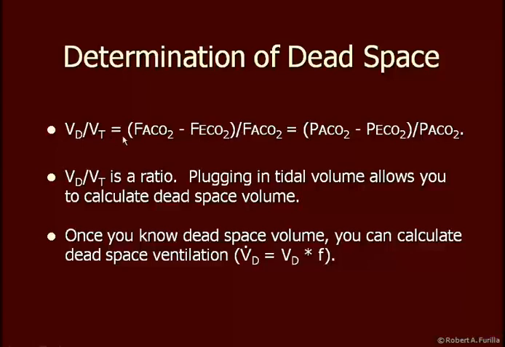We can also exchange fractional concentration for pressures as long as we keep everything in the same units. This is the VD-VT ratio. Since we can measure tidal volume, we can plug that into this equation and then solve for dead space volume. Once you know the dead space volume, you can then easily calculate dead space ventilation. Simply dead space volume times frequency is dead space ventilation.